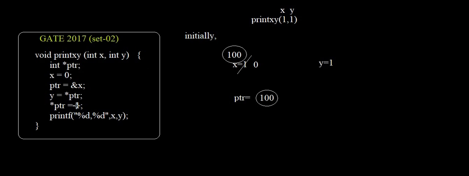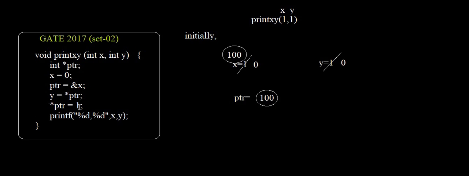What is the value of ptr? 100. Star has been placed in front of 100. It means go to the 100 location, and what is the value at 100, which is 0 now. Okay, now this 0 should be assigned to y. So I've cancelled 1 and put 0 here.